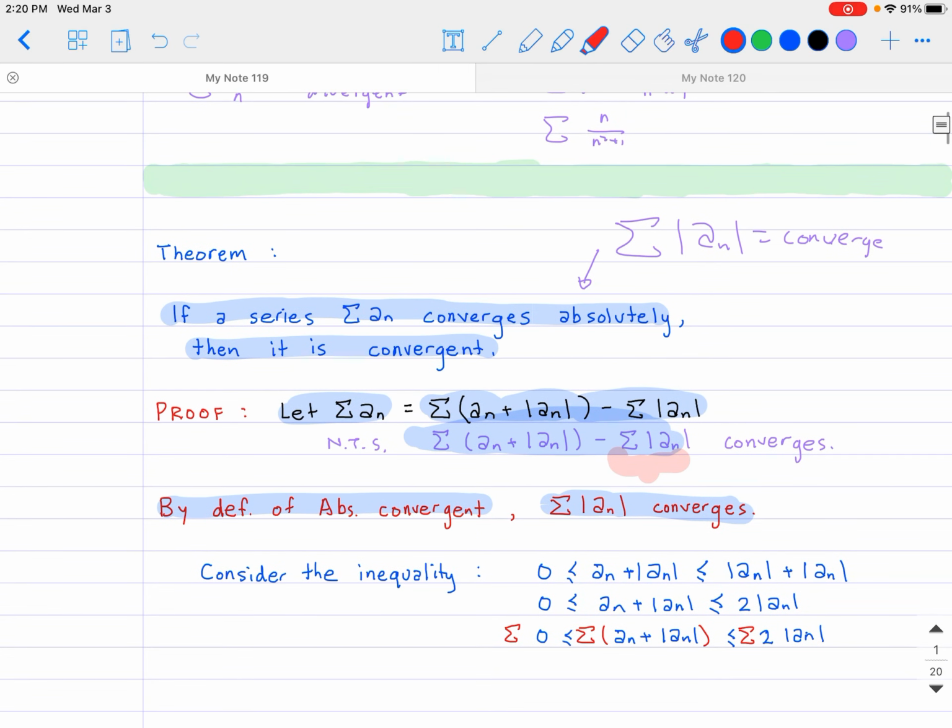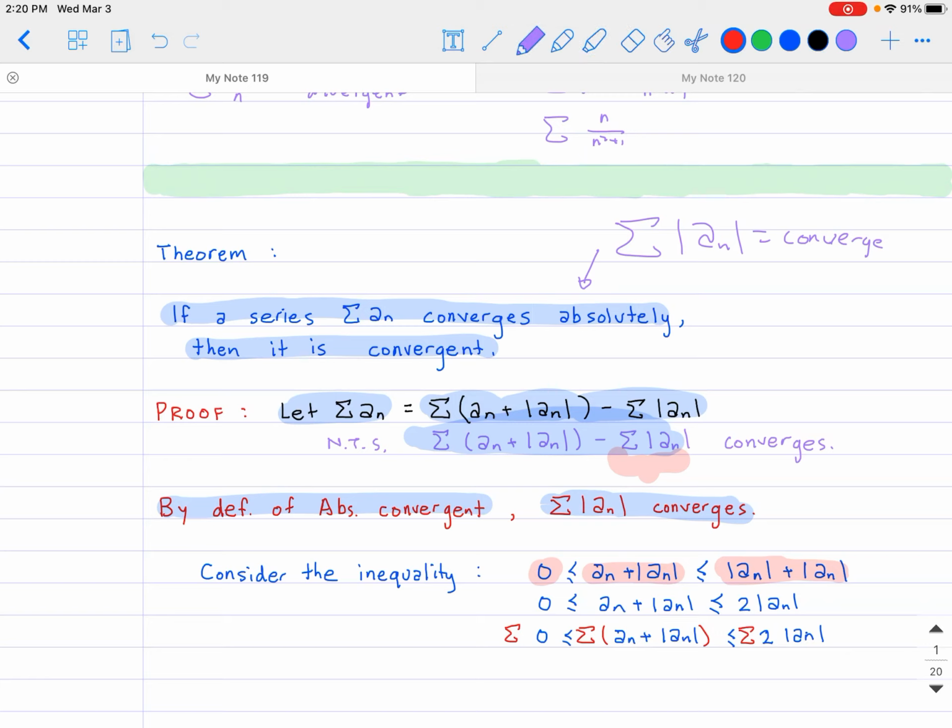So here's how we're going to do that then. We're going to say that a of n plus the absolute value of a of n is going to be less than or equal to the absolute value of a of n plus the absolute value of a of n, and all that is going to be greater than or equal to 0. Hopefully that's kind of similar to what they call the triangle inequality. If you take two numbers and add them together, the sum of their absolute values will definitely be greater than or equal to those two numbers added together, which is then greater than or equal to 0.